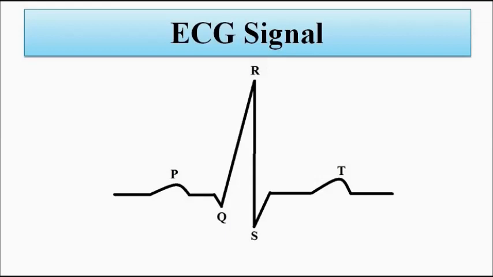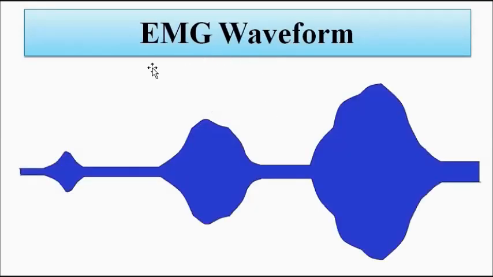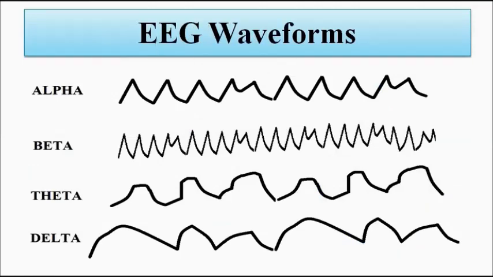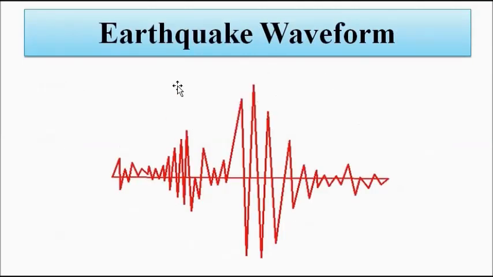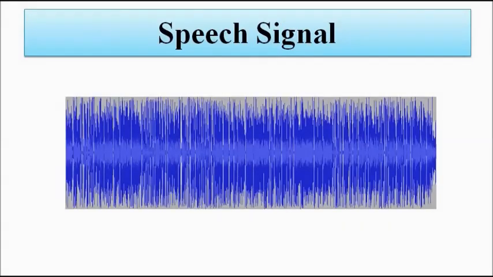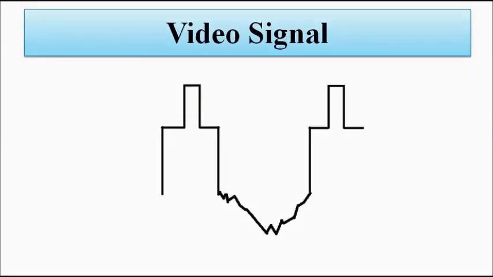Okay, so if we want to look at some examples of signal, this is basically an electrocardiogram signal, ECG, EMG waveform, electromyogram signal, then EEG, electroencephalogram signal, then this is an earthquake waveform, this is a speech signal, and this is a video signal. So like that, basically there are different patterns which convey information, variations with respect to time, which convey information about the nature or behavior of the process or phenomenon.